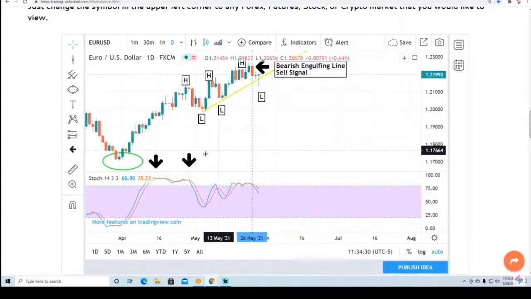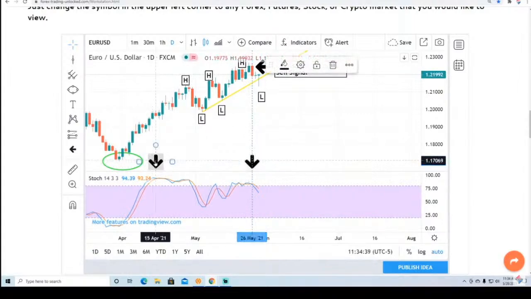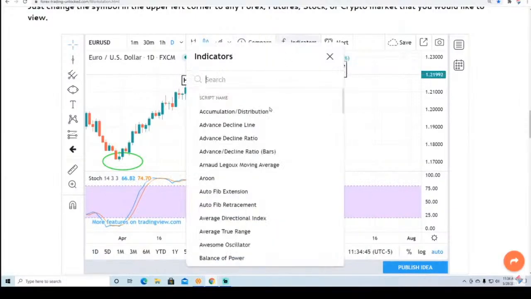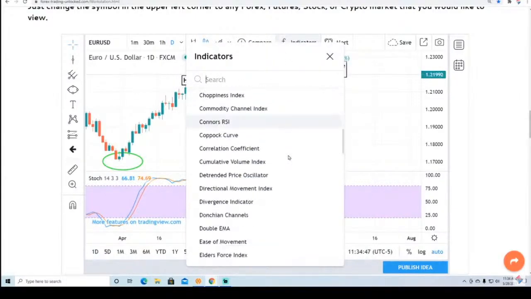So just as we can see here from the stochastics where they cross over, and then with this signal, boom, this is the one that is valid. Because this one here, we didn't have a signal, we just had an indicator giving us a reason. Now let's also pull up something else.